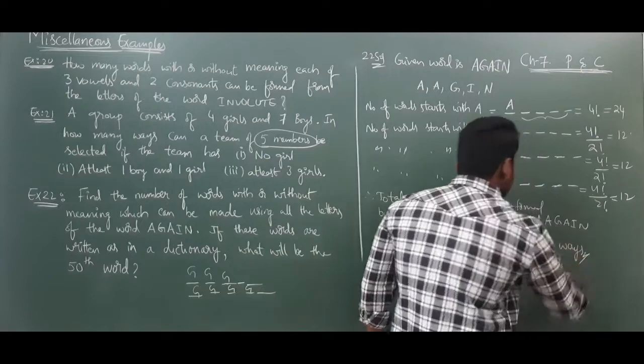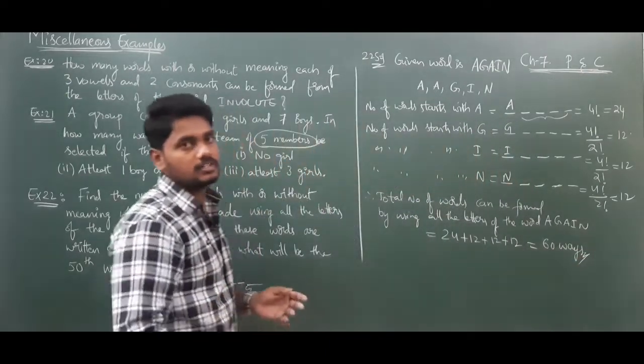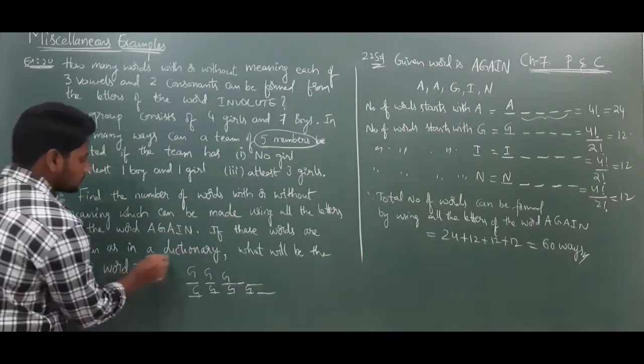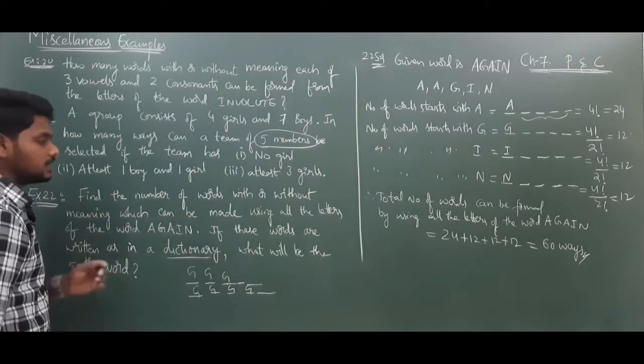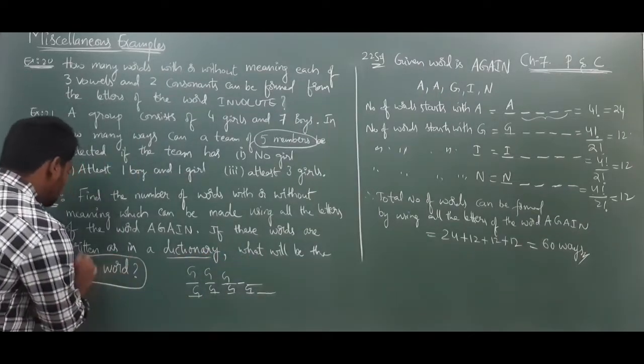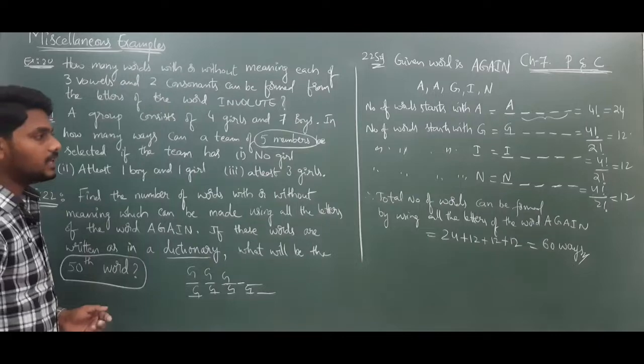So in 60 ways we can form different words, with or without meaning, in dictionary form. So this is one question. Now another sub question is there. What will be the 50th word? This is a very important case. What will be the 50th word?